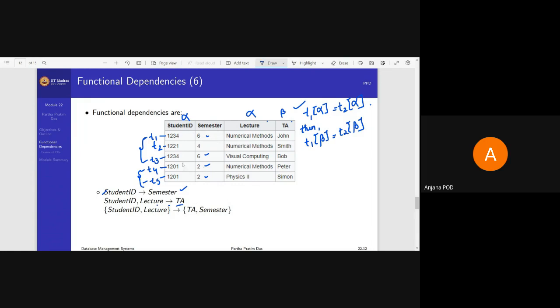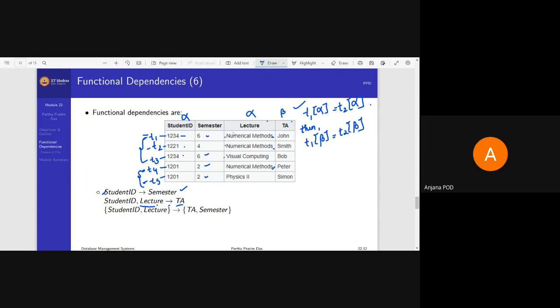Student ID has some common values, if you can recall, and the lecture attribute also has some common values. However, when we find out whether a set of attributes determines another attribute, we consider the set as a single unit. So student ID and lecture will be considered as a single unit. Tuple 1 is 1234 and numerical methods, tuple 2 is 1221 and numerical methods, tuple 3 is 1234 and visual computing.